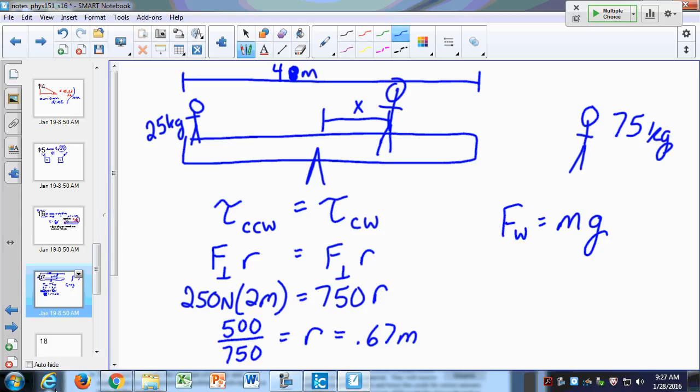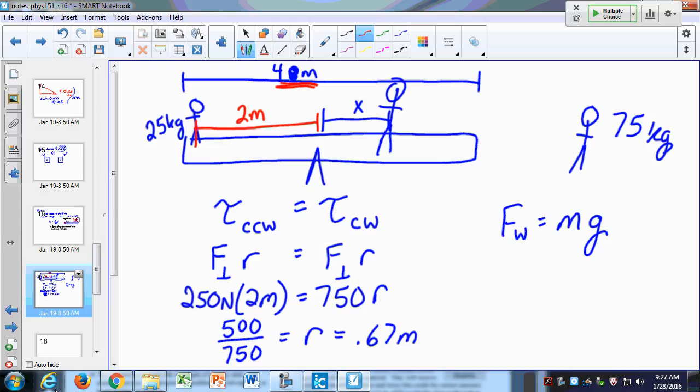The 2 meters? Oh, the 2 meters is the distance from here to the axis of rotation. Good question. So I give you the total distance of the seesaw. Two meters is just half that. Not too bad, right?